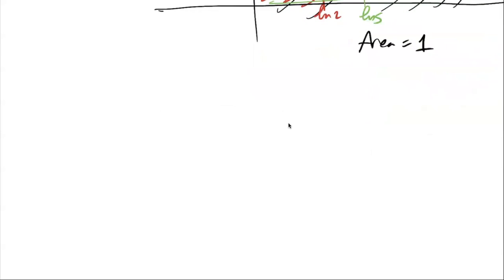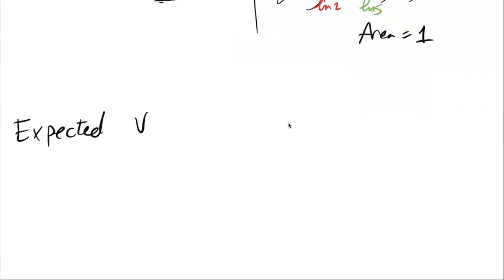Now the next topic is about expected values. Expected values. Let's look at how we define expected values in the case of continuous random variables.